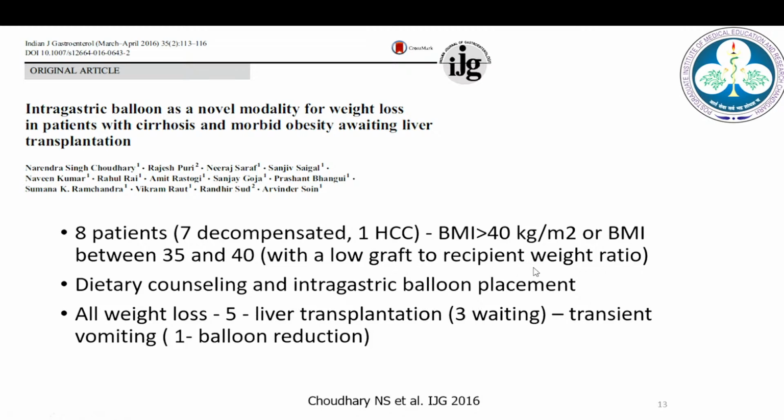So they wanted these recipients to lose weight. So what they did was they put in this intragastric balloon in them, and 5 of them had weight reduction, and 5 they could even transplant with the weight reduction. So this was a kind of proof of concept that the balloons can work in patients with cirrhosis.